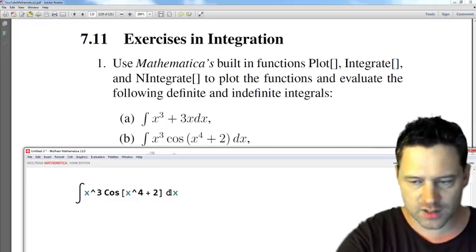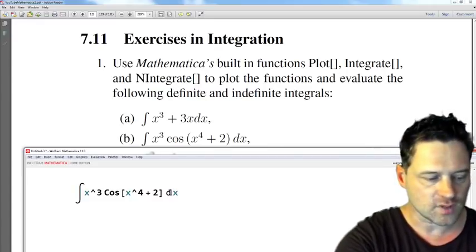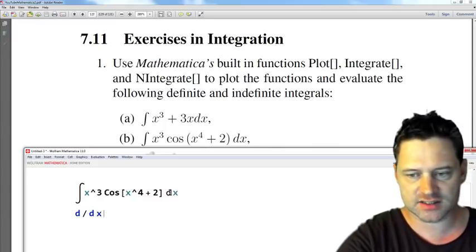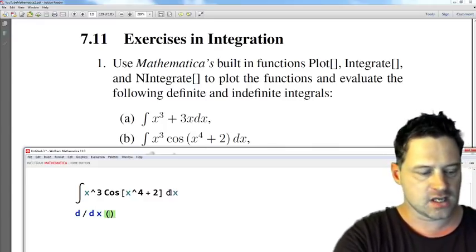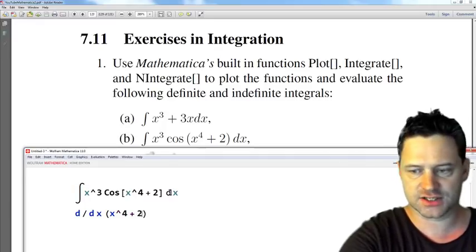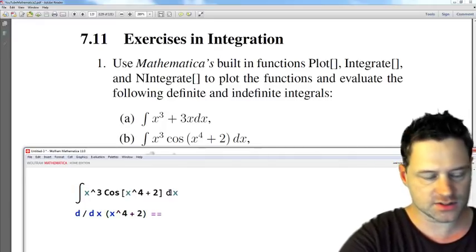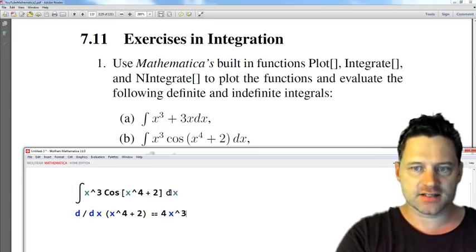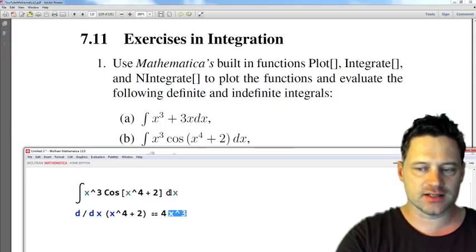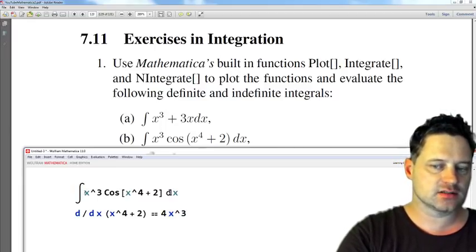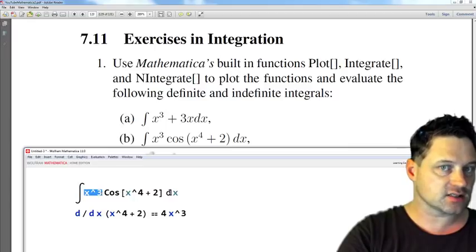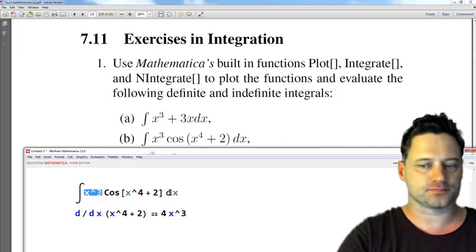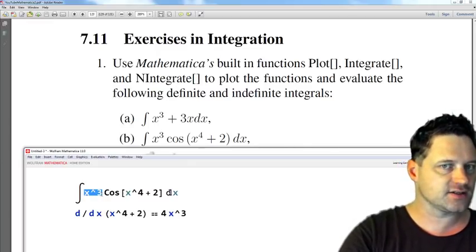Okay, so I'm going to note that d on dx in Leibniz's notation of x to the 4th plus 2 is equal to 4x cubed. Right, that's the observation. Now, what I'm noticing here is that this x cubed is matching this x cubed here. Okay, so what I want to say is that this x cubed over here is a derivative.